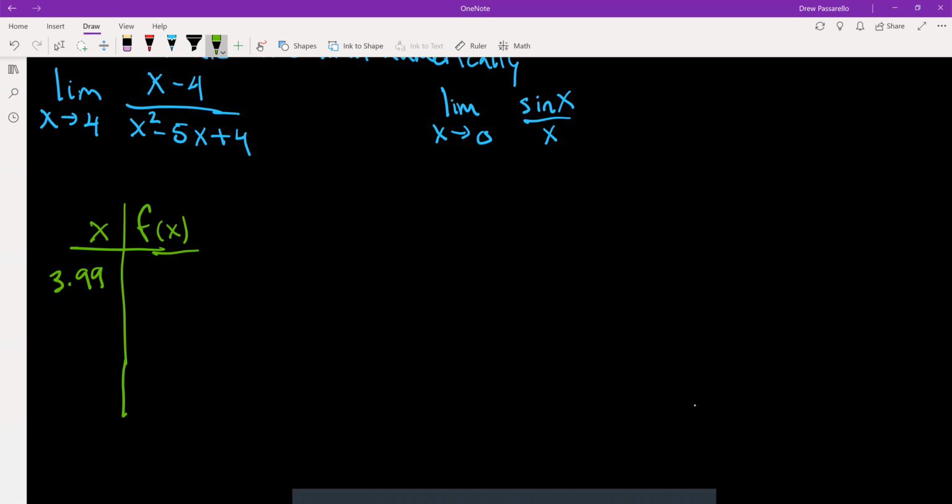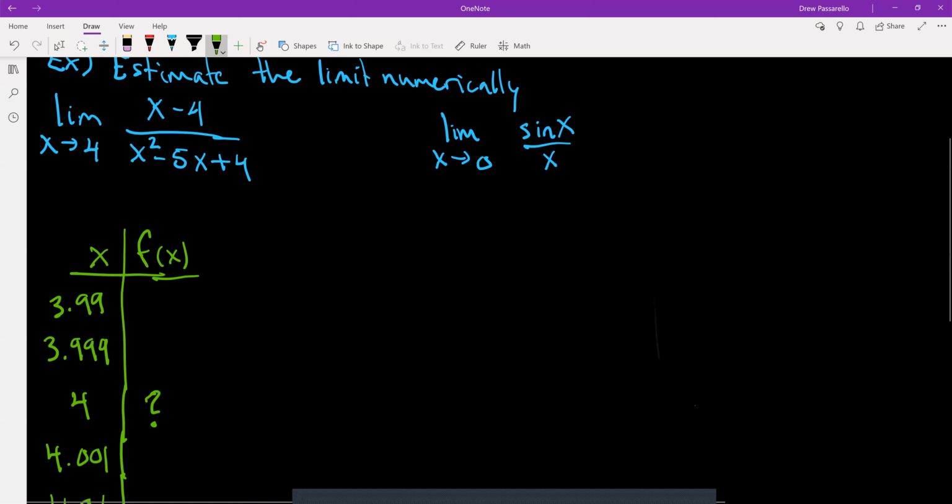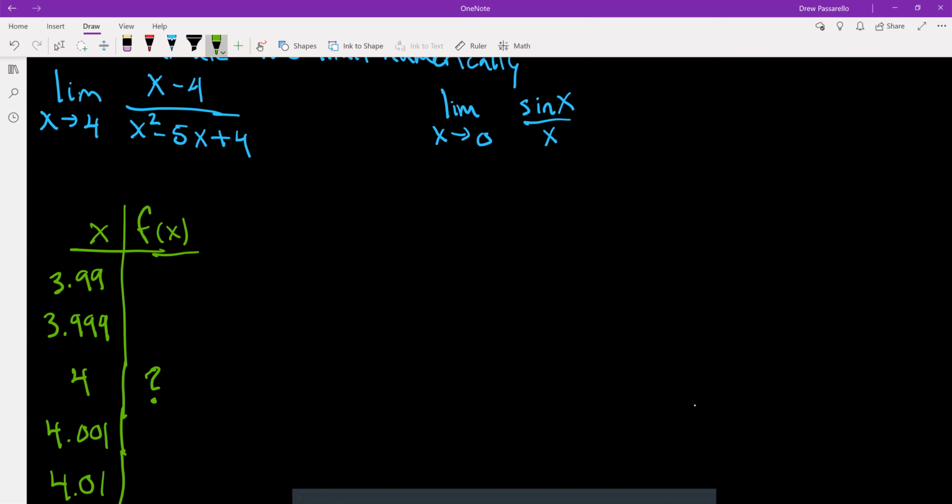So I have 3.99, that's one of the values, 3.999, and then we have 4, which we're trying to find, so I'll put a question mark there, and then 4.001, and then 4.01. So these are the 4 values I picked, 2 of them to the left of 4, 2 of them to the right of 4. And all you do is plug it into the function.